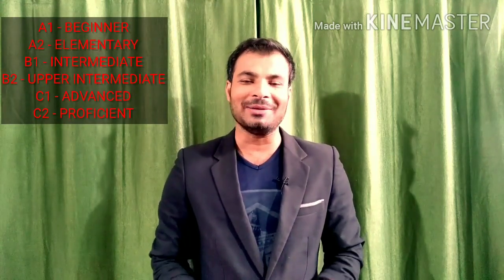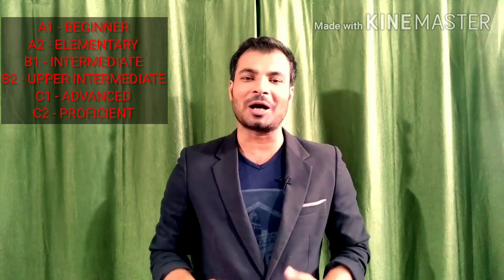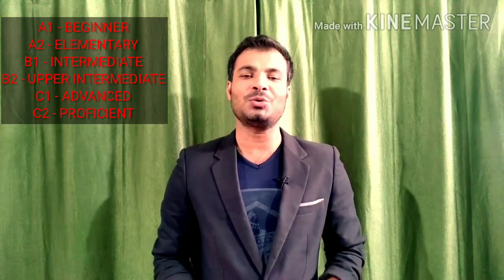What's your level in English? Friends, English is divided into six different levels: A1, A2, B1, B2, C1, and C2. A1 is for beginners. A2 is for elementary, B1 is for intermediate, B2 is for upper intermediate, C1 is for advanced, and C2 is for proficient English speakers.